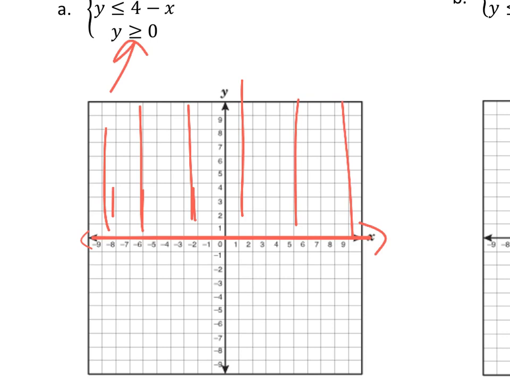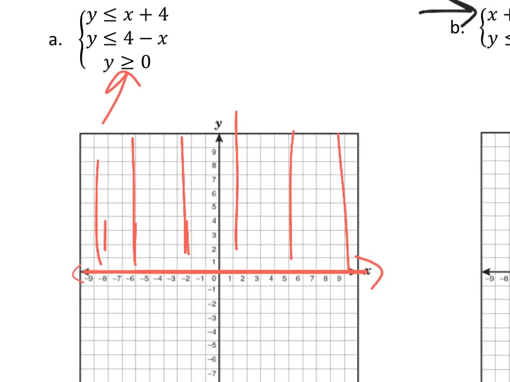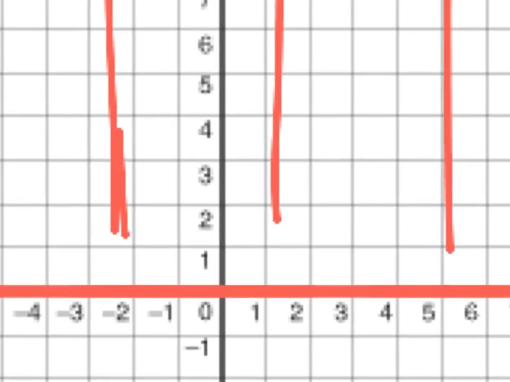I'm now going to move on to another inequality. So I again do the next easiest: y is less than or equal to x plus 4. So y equals mx plus b. I begin at the y-intercept and I move with the slope. So my first point is at positive 4.